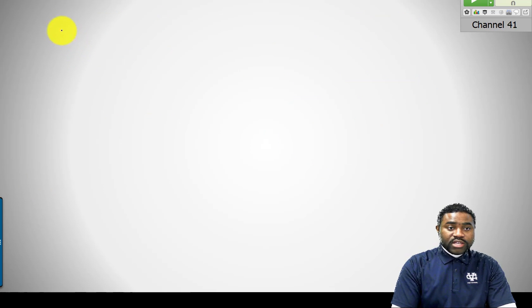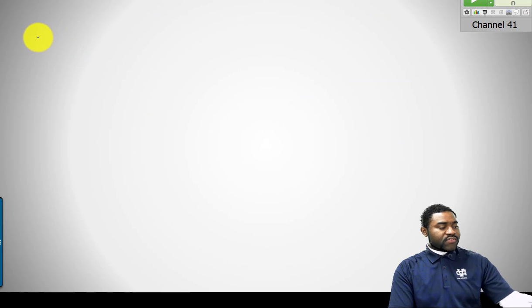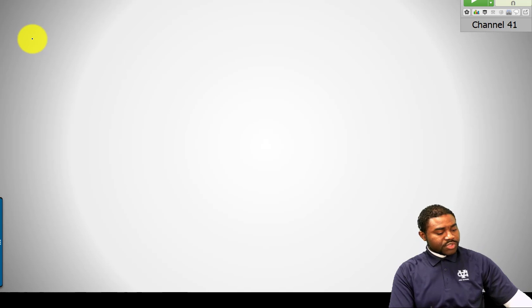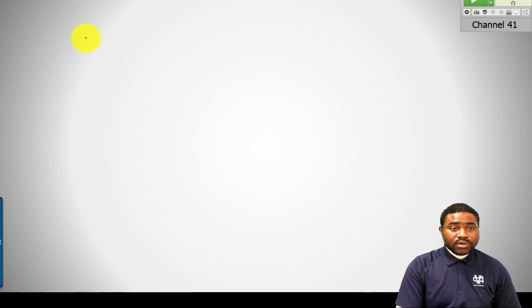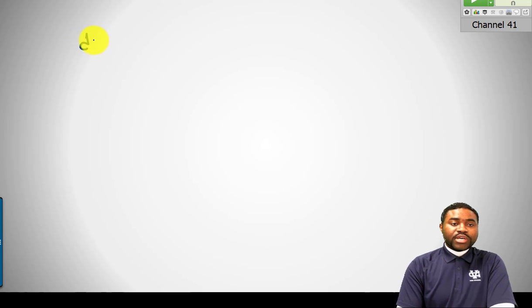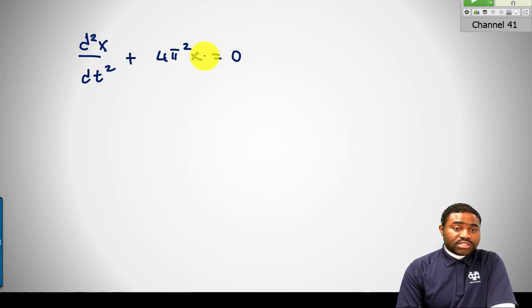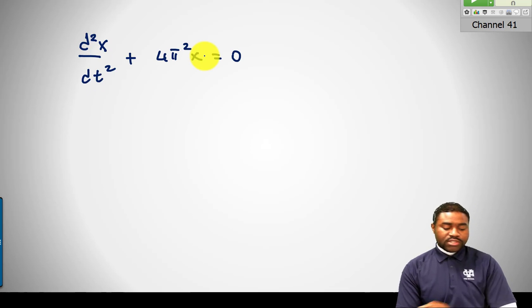So we could see that. Let me give you this example here. It's from the book. The equation of a mechanical oscillating system is given by. Can you guys determine the period and the frequency of this system?